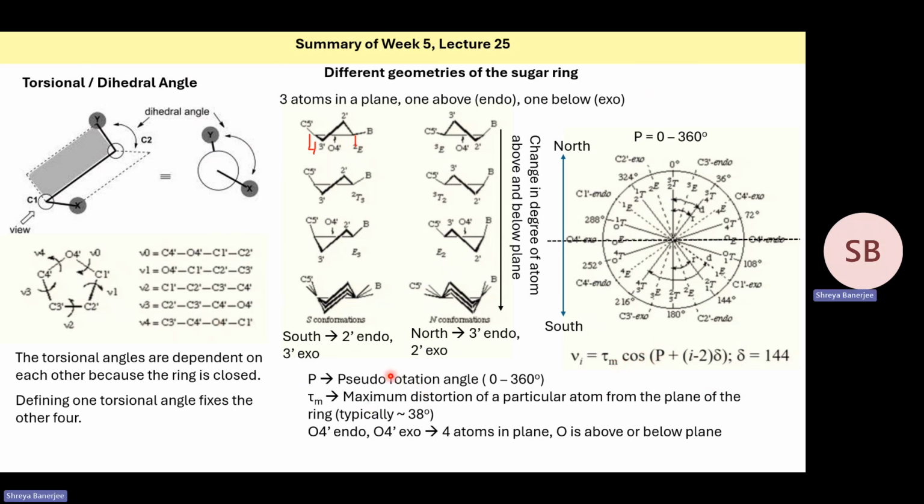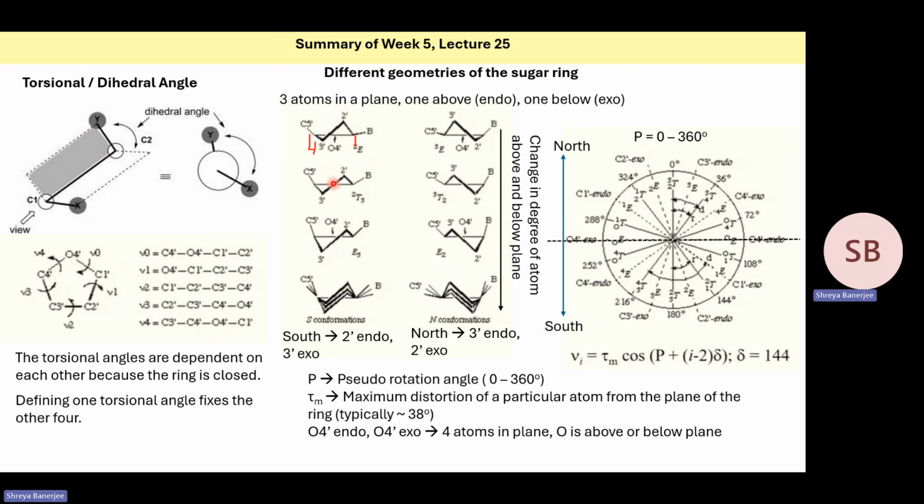Cos P. P is basically called the pseudo rotation angle. This dihedral angle rotation that is happening goes from 0 to 360 degrees, or you can imagine 0 to 180, 0 to minus 180, and that is the rotation. That is called the pseudo rotation angle, or P, plus i minus 2 into delta, where delta is fixed at 140. Using this, for different values of P, you can find different values of nu i.